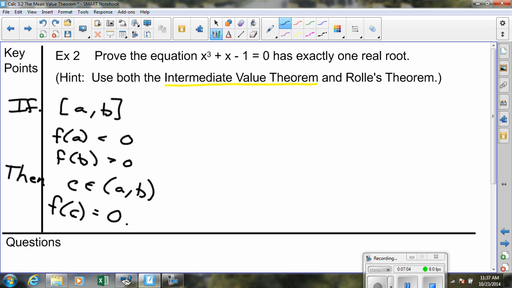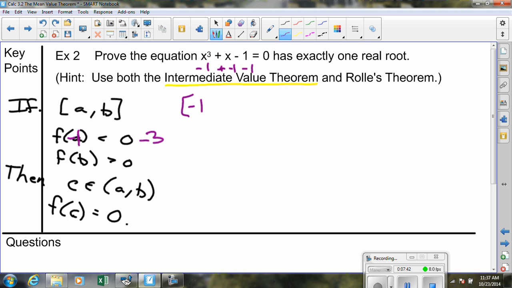Now, the intermediate value theorem actually says it's any height in between f of a and f of b, but we're using specifically 0 for this problem. Well, give me an x value that's going to make the whole thing negative. How about -1? If we try -1, that would be -1 plus -1 minus 1. So that would give us a height. f of -1 is -3.